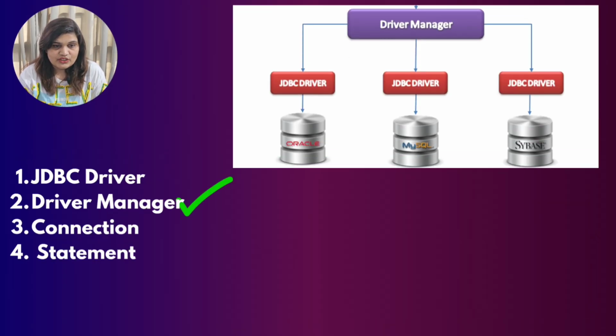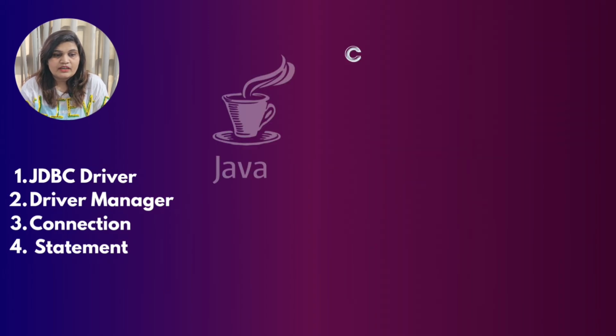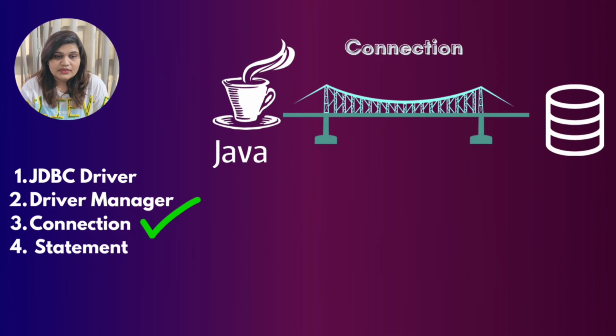Next we have driver manager. This class manages the different database drivers. It's like a traffic cop directing traffic, ensuring the right driver is used to connect to the database. Next we have connection. The connection object represents the connection between your Java program and the database. Think of it as the bridge between Java and your database.